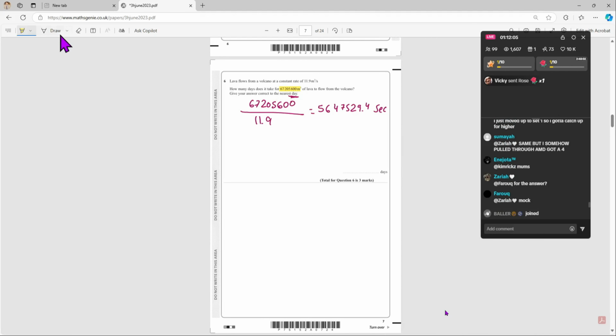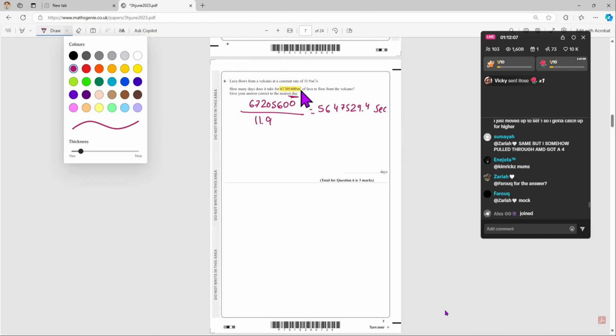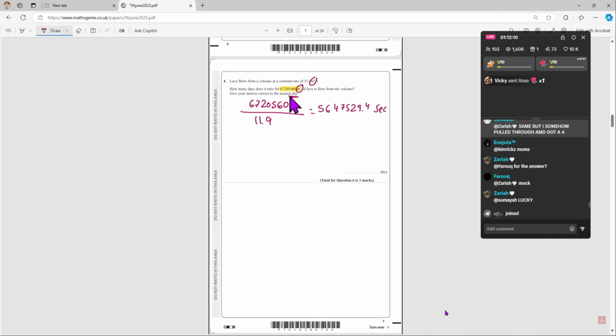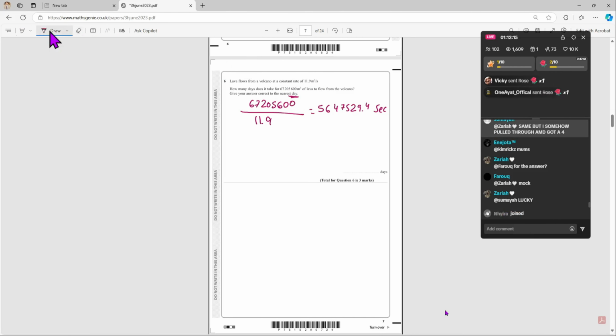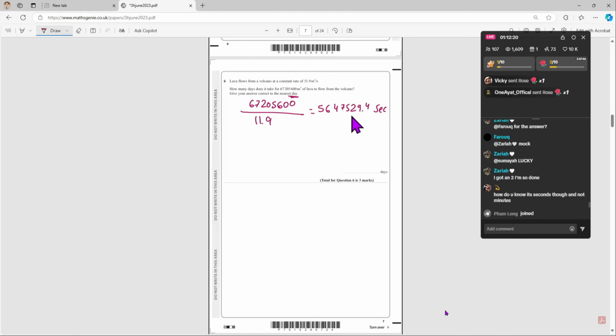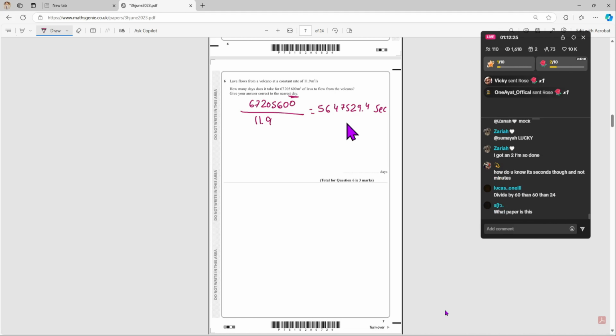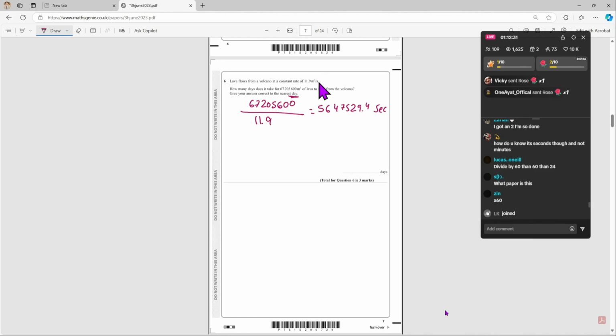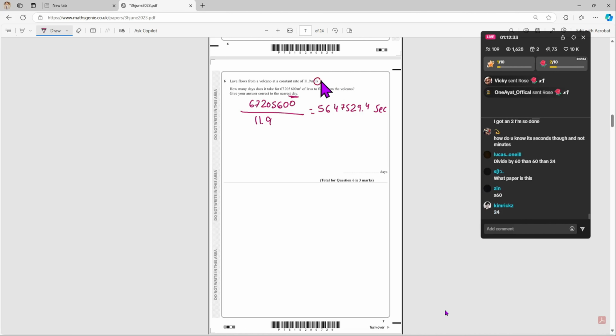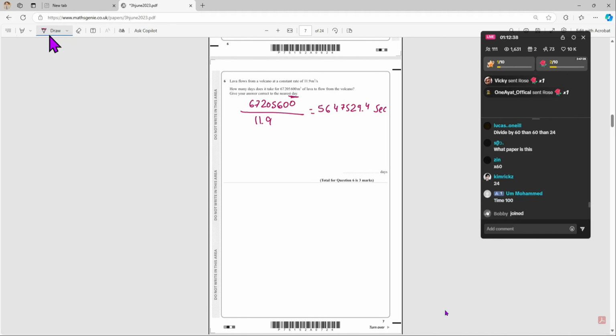We do not do the cube root, guys. You do not do the cube root because these two have the same cubed unit, so we do not have to cube root it. Now we have to convert the seconds into days, okay? How do we know it's seconds? Because our unit over here is S, and S stands for seconds, okay? So now we're going to convert our seconds into minutes, then hours, and then days.